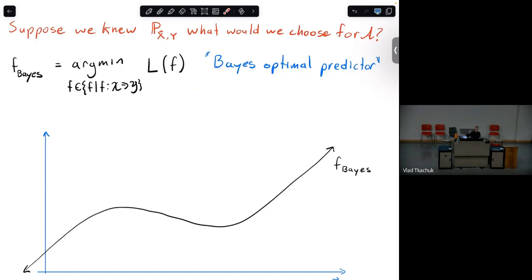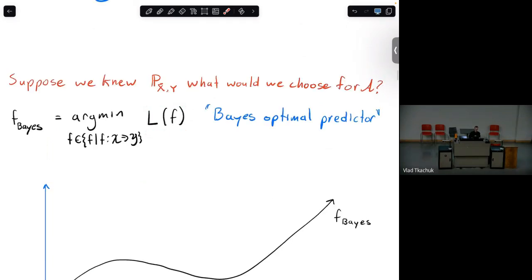There are these three predictors. First, there's this F-Bayes predictor, which is the best possible predictor that we could imagine if we were able to pick the best function, any possible function. The function class is unrestricted here. It's any possible function from features to labels that minimizes this true expected loss.